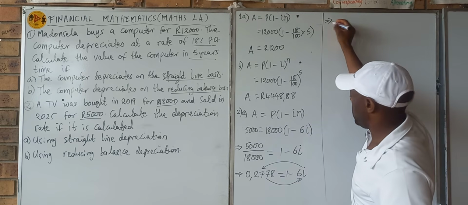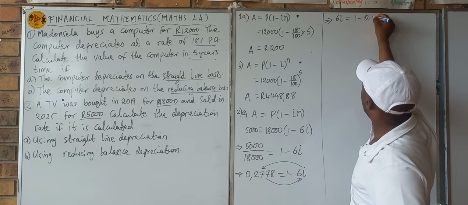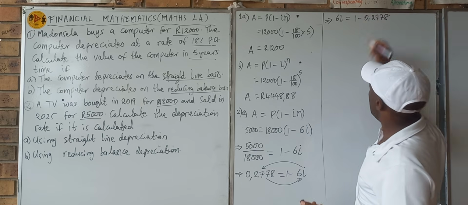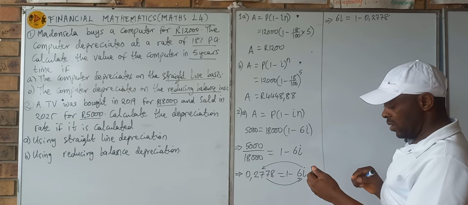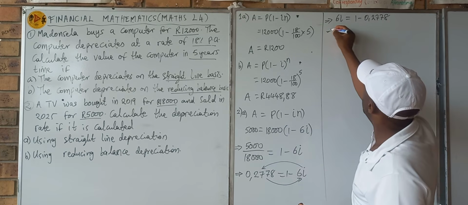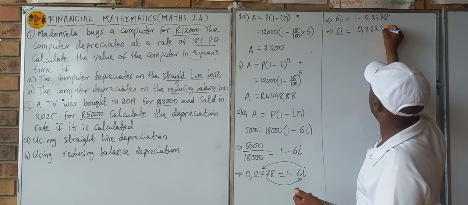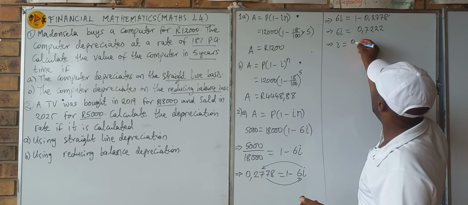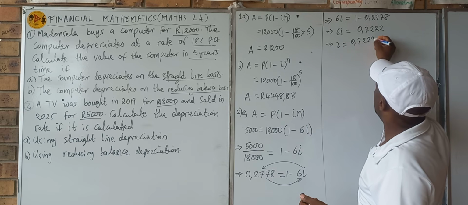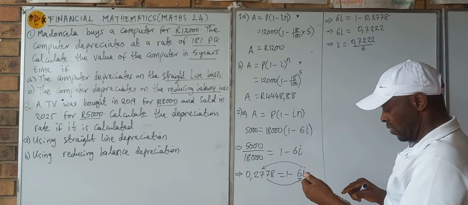So this takes me to 6I is equal to 1 minus 0.2778. So what is that? Gives me 0.722. So it says 6I is equal to 0.7222. Then if I need I, I simply divide this figure by 6. So I'm dividing that by 6 in my calculator.